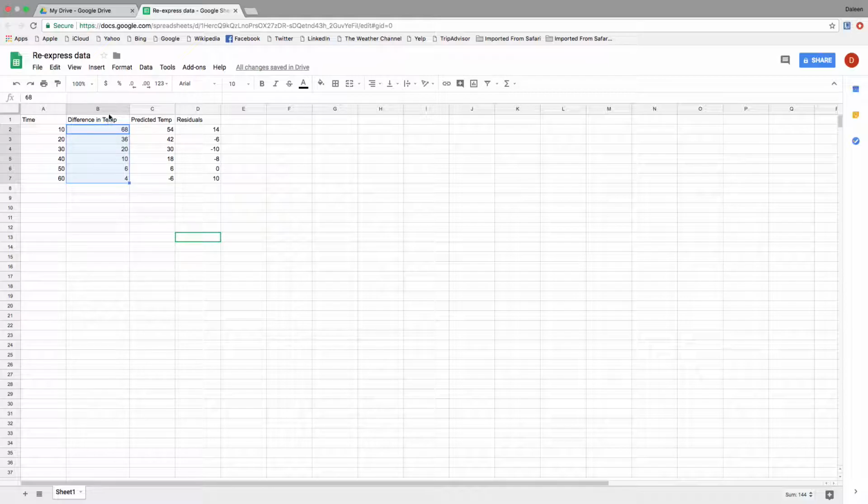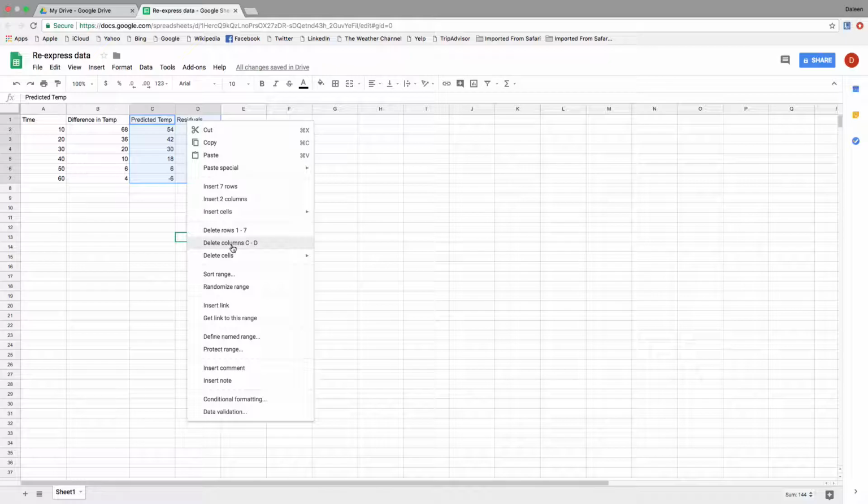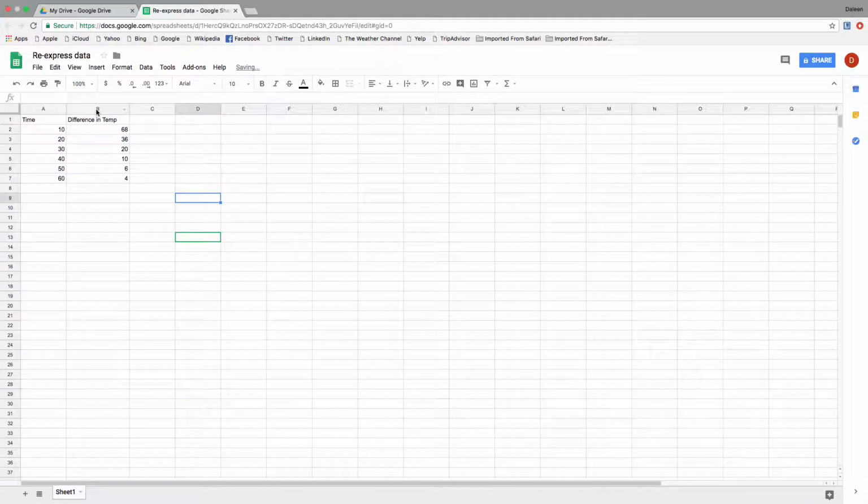I'm going to re-express it because I'm noticing that at first the y values are really high. 68 is really high, and it goes down to 4. So I'm going to try, the ladder of powers says square root. So first it says take the square root, and that's the direction I'm going to go, down the ladder of powers. So I'll delete here. So the first thing I'm going to do is say, okay, I don't want difference in temp anymore. I want the square root of difference in temp.